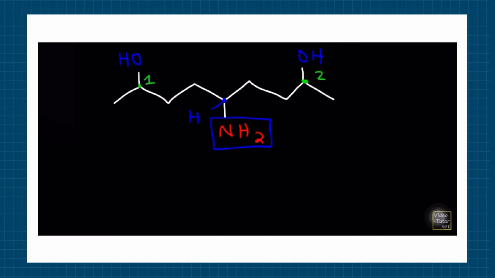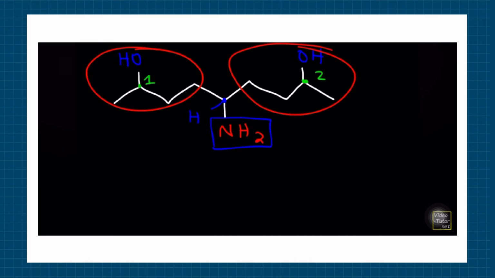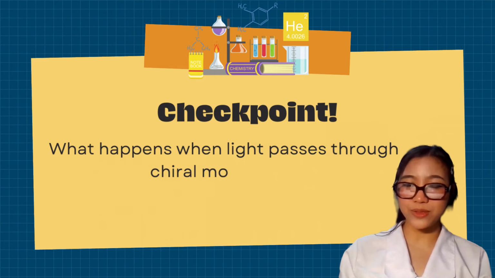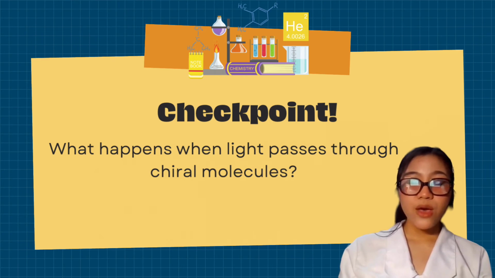So because the right side is the same as the left side, these 2 groups are equivalent, so it doesn't have 4 different groups. So this is not a chiral center. Checkpoint. What happens when light passes through chiral molecules?